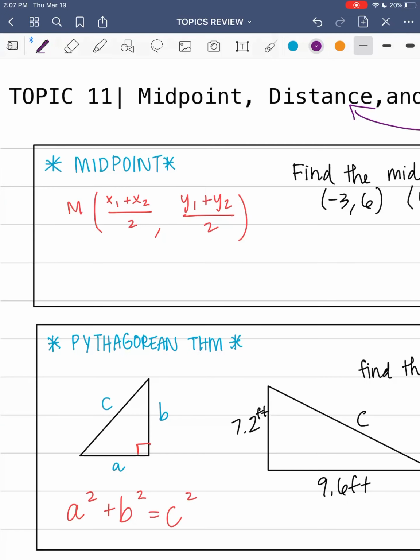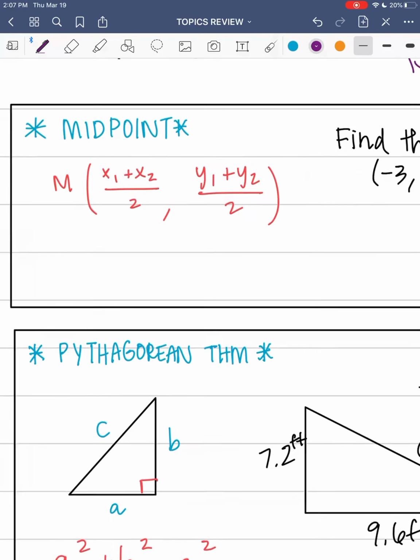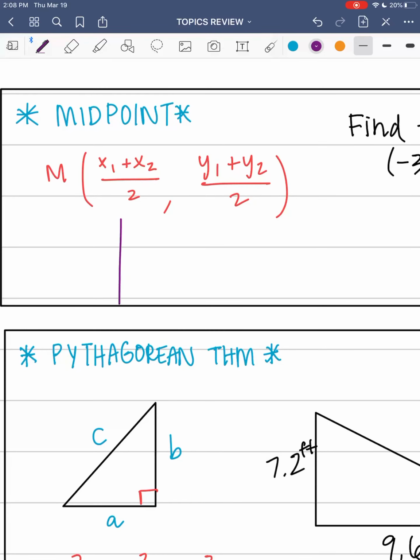So if you have 2 points, I'll draw a little picture here. Say we have a point over here and a point over here on our graph. Each one of these points has an x and a y number. That's how it gets on the graph. And say we want to find the point directly in the middle, maybe right here.